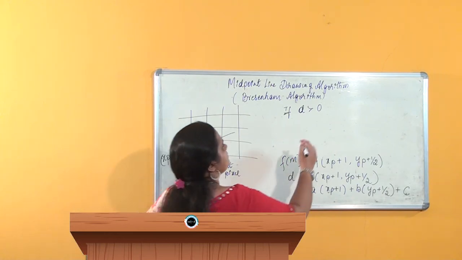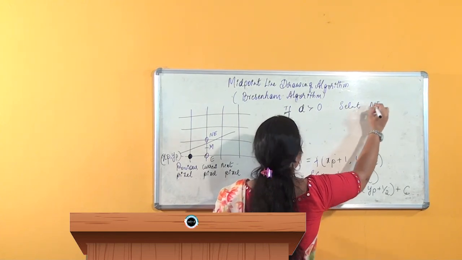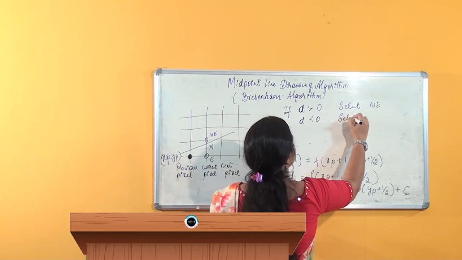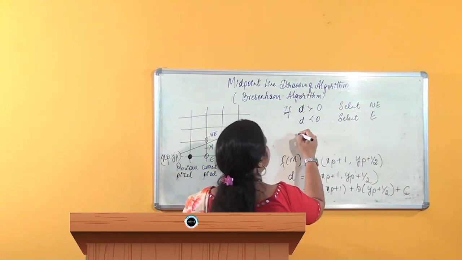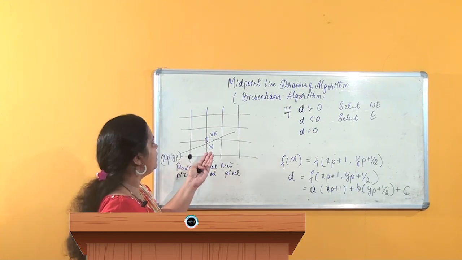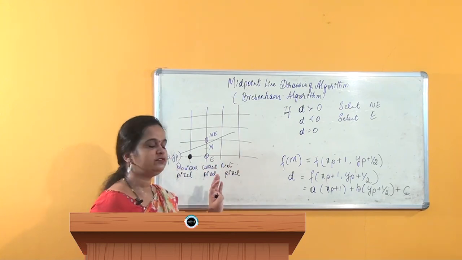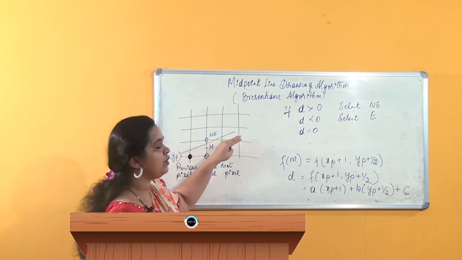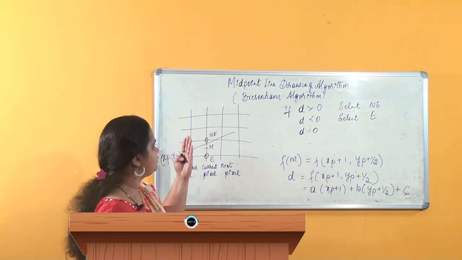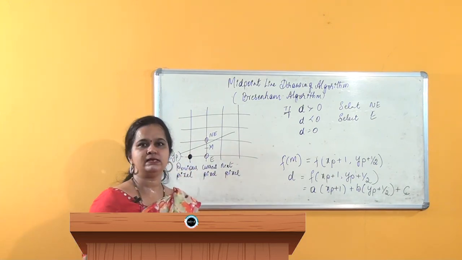If it is greater than 0, we will select NE, and if it is less than 0, we will select E. And if D is equal to 0, there is no confusion about whether to select this one or that one. Either of the two will work, because the line is going exactly through the midpoint. Therefore, there is no dilemma whether to select NE or E. Any one of the pixels I can select, because the decision variable D value is 0.